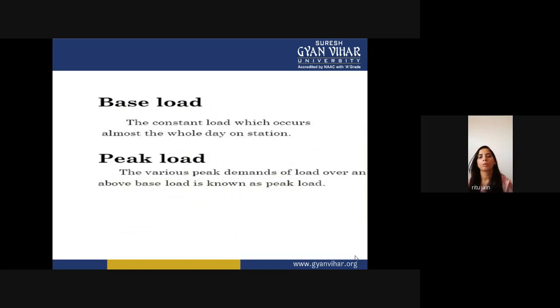Next, we come to the base load and peak load. So, what is base load? Base load is your constant load, the load which is not changing with time. That is your base load. It is almost the same the whole day. Okay, and peak load varies. The various peak demands of load over and above base load are known as peak load.